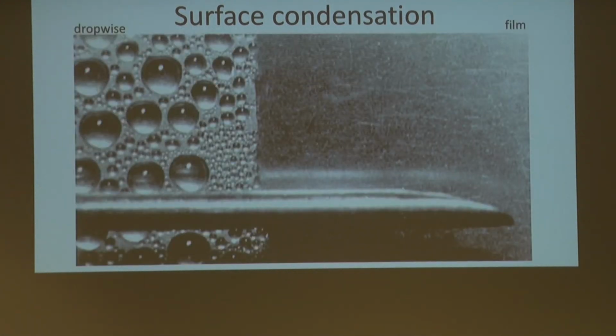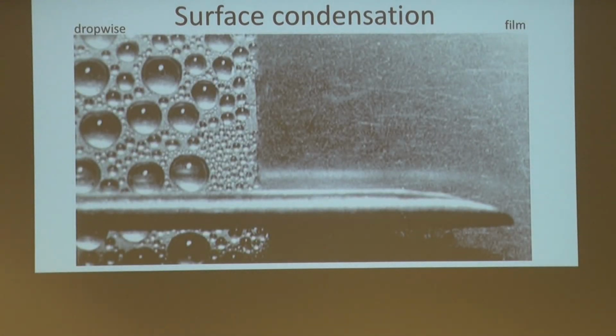So look at this photo. In this photo, you have on the left, the dropwise condensation. And on the right, you have the film condensation. This is the same experiment made at the same time, but on the left you have the surface chemically treated with a non-wetting agent, and on the right you don't. So on the right there is a film, you just don't see it.